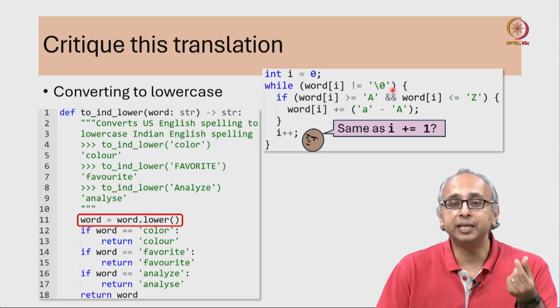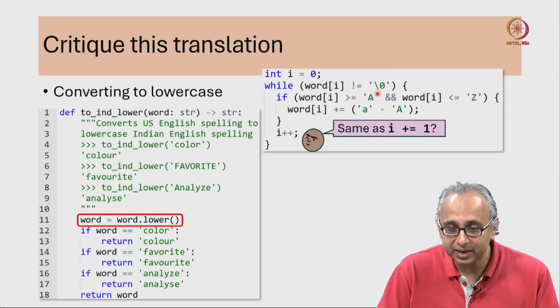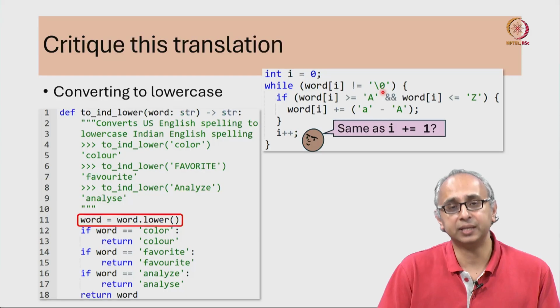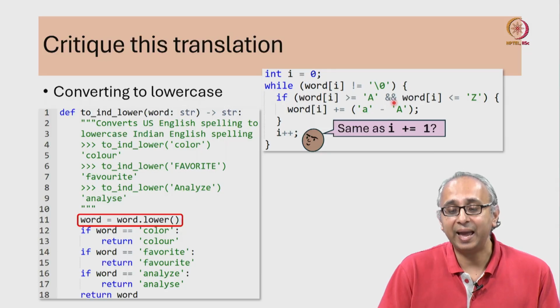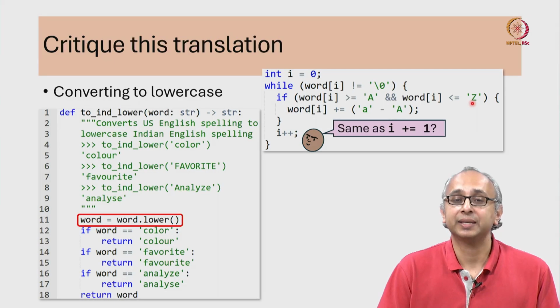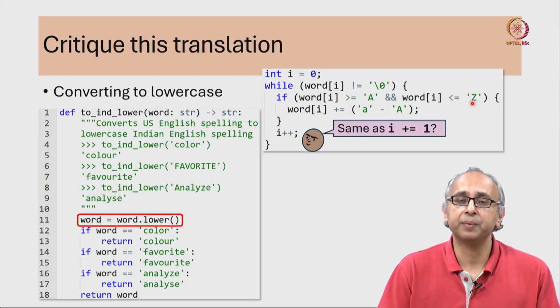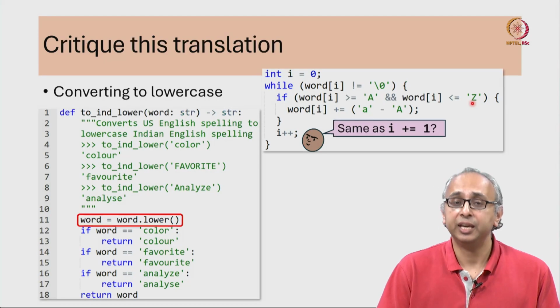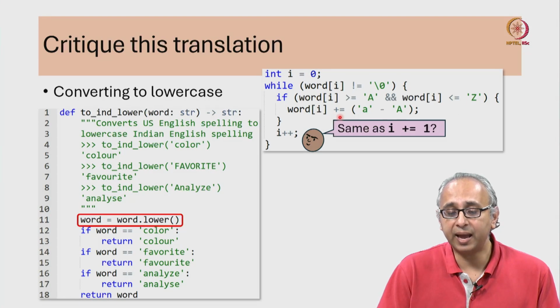Remember, every legal string in C must end with this null character. So this while loop will eventually exit. But as long as it is not the null character, we are checking to see if the letter is greater than or equal to capital A and less than or equal to capital Z. Remember, that means it is an uppercase letter. If it is, then we are adding this quantity.